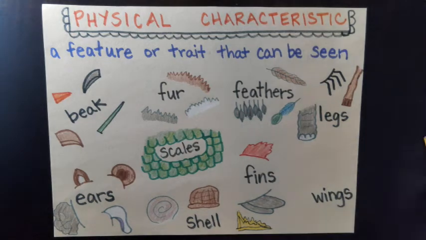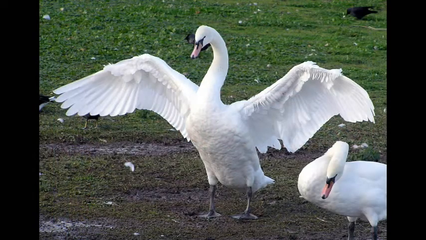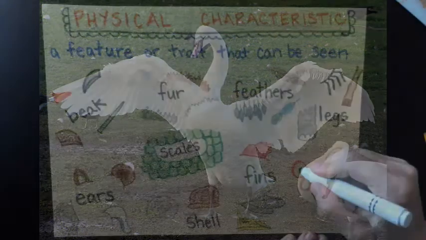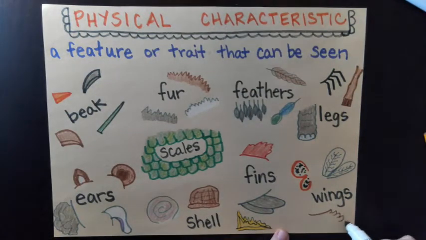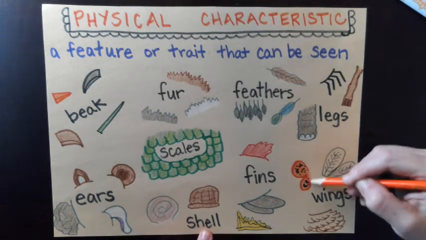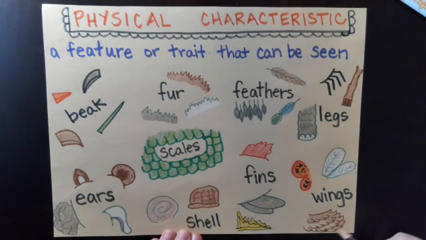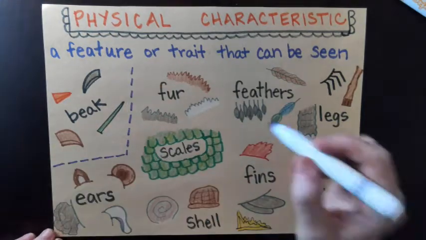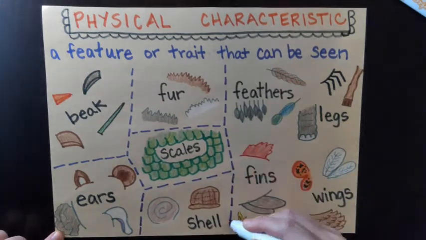Certain insects or birds have wings that help them fly. That might be as part of their protection. That might be to help them migrate. Wings might help an animal be able to hunt better. So all of these physical characteristics help animals and are different from animal to animal depending on how an animal needs to survive in its habitat.